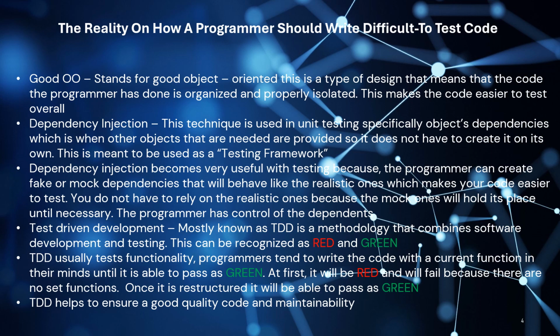Test-driven development, mostly known as TDD, is a methodology that combines software development and testing. This can be recognized as red and green factors. TDD usually tests functionality. Programmers tend to write the code with a current function in their minds until it is able to pass as green. At first, it will be red and will fail because there are no set functions. Once it is restructured, it will be able to pass as green. TDD helps to ensure a good quality code and maintainability.